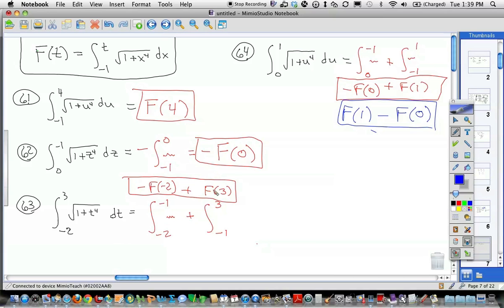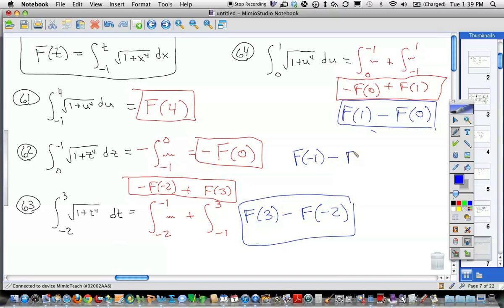Look at this right here. Let me just rearrange this one. This would be big F of 3 minus big F of negative 2. Hopefully you're noticing the pattern. F of 3 minus F of negative 2. Well, now what should this one have been? What should 62 have been? It should have been big F of negative 1 minus big F of 0.